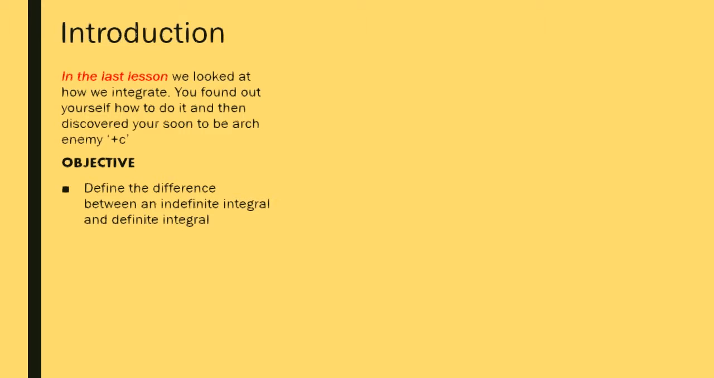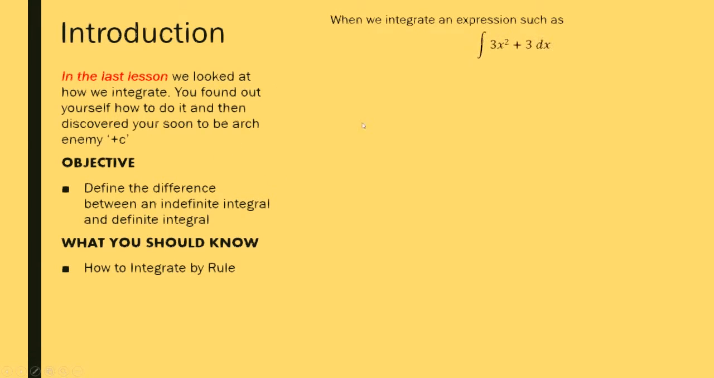The objective is this. We're going to define the difference between an indefinite integral and a definite integral. What you should know is how to integrate by rule, and we discussed indefinite integrals in the last lesson. When we integrate an expression such as 3x squared plus 3 with respect to x, remember that the integral sign and the variable you're integrating with respect to matter. You increase the power of the x term by 1 and divide by the new power. So x squared becomes x cubed, and we divide by 3 as well. So it's 3x cubed over 3, and x cubed over 3 times 3 becomes x cubed.